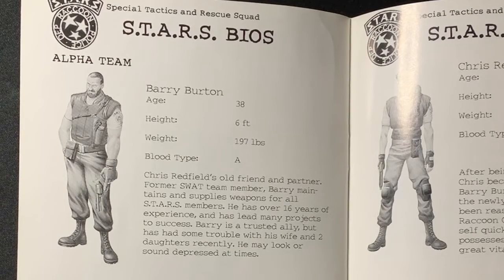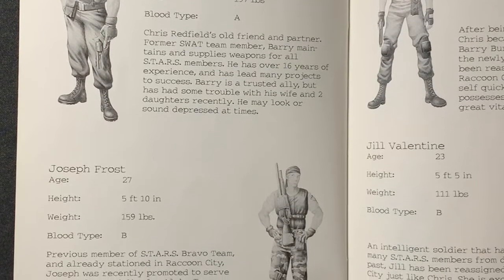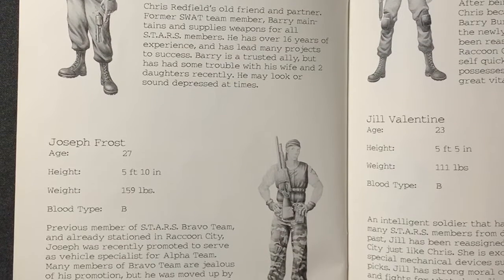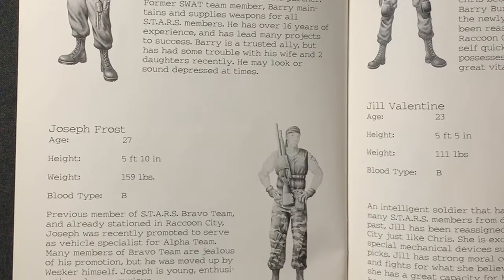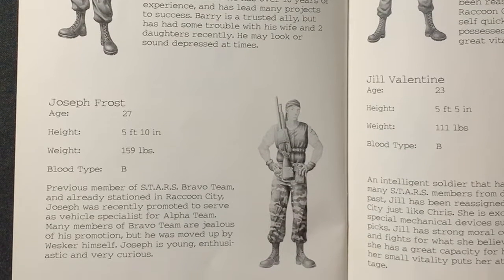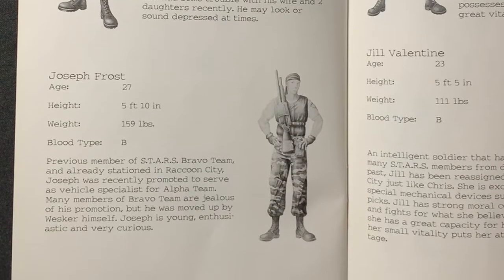Barry Burton, of course, who's 38 at the time. And they like to talk about the height, weight, and blood type, which indicates that Barry and Chris are old friends and partners and former SWAT team members. Barry maintains all the supplies for all STARS members, and he has over 16 years of experience and has led many projects to success. Barry is also indicated as a trusted ally, but has had some trouble with his wife and 2 daughters. He may look or sound depressed at times.